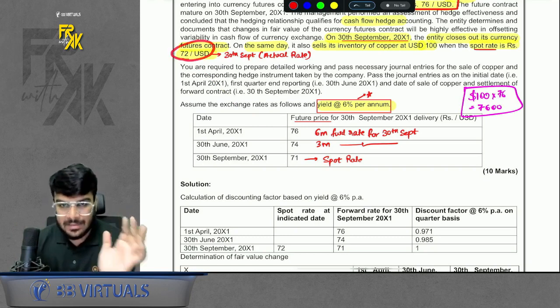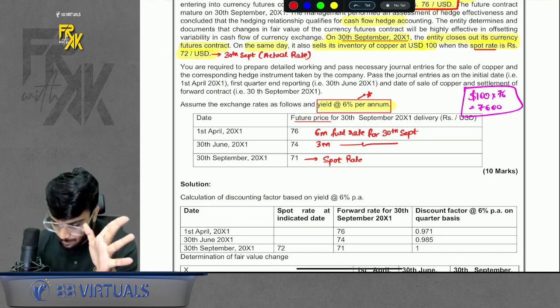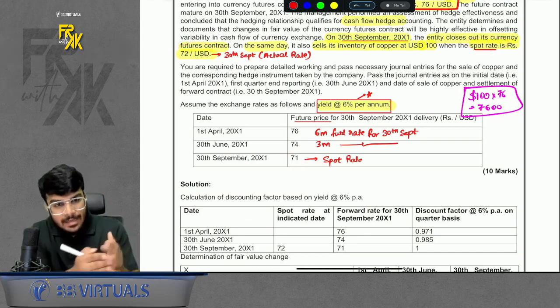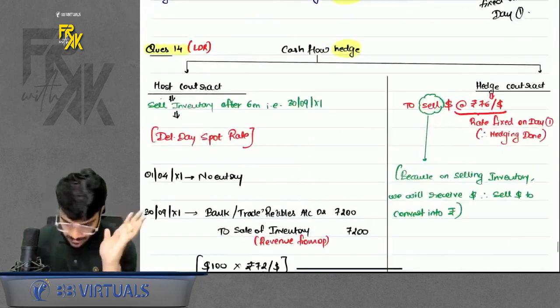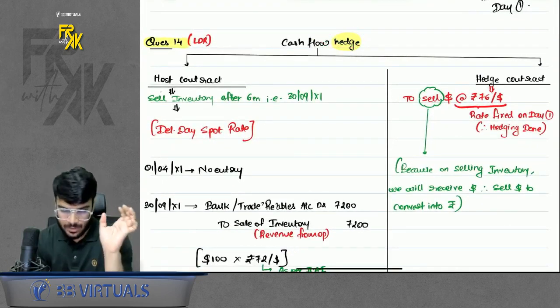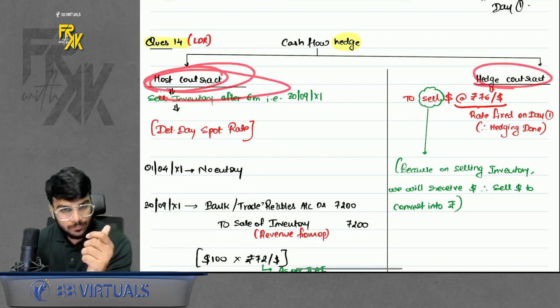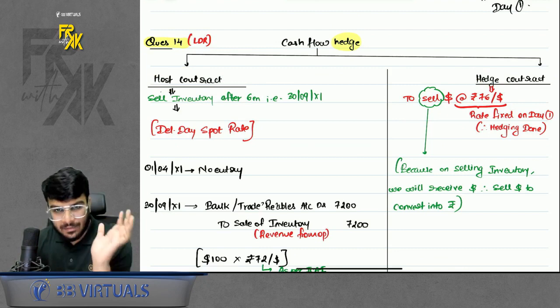So what ICAI does is for the host contract, they will use a spot rate of 72. And for the hedge accounting, they will use a spot rate of 71. What am I exactly saying? You will understand once I do the question now. See, in cash flow hedge also, just like embedded derivatives, divide into two parts. One is the host contract, one is the hedge contract. For the host contract, what to do? In host contract, you are selling inventory.